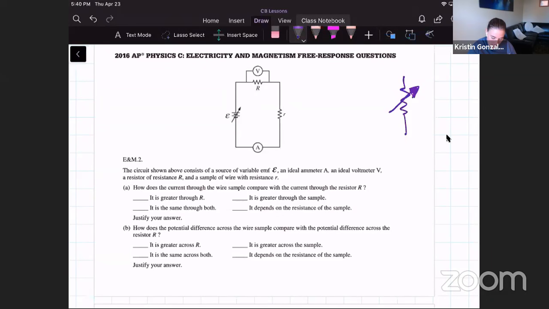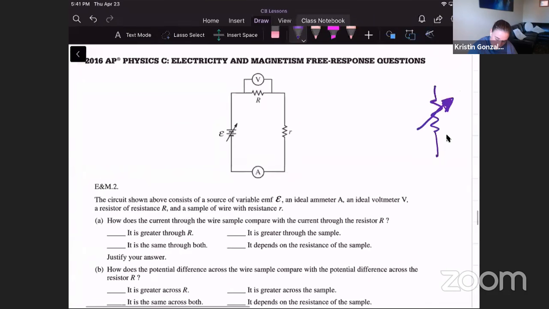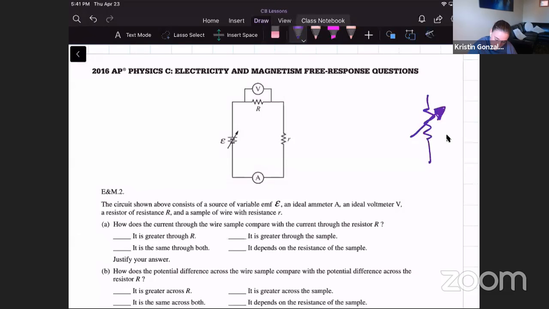So if we look at the first part, A, how does the current through the wire sample compare with the current through the resistor? Take just a second. If we look at the circuit, we want to know, how does the current through our wire compare to the current through our resistor? Not necessarily a little resistor. We don't know what the resistance of these wires are. It could be a really high resistivity material. But how does the current through the wire compare to the current through our resistor R?